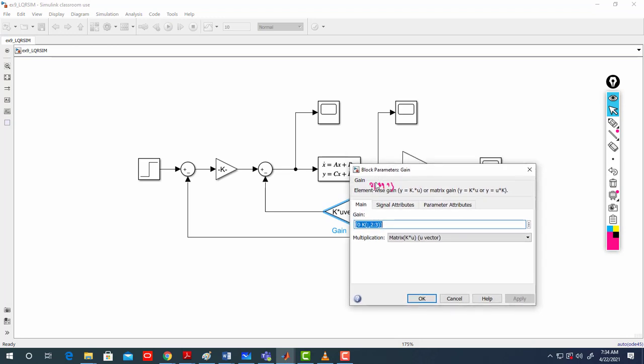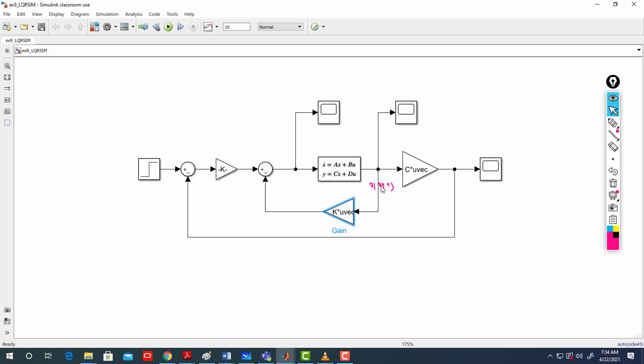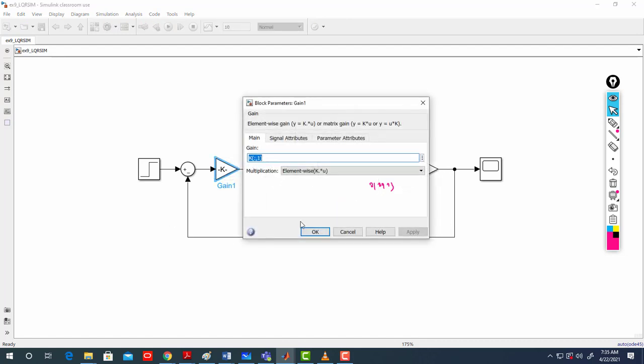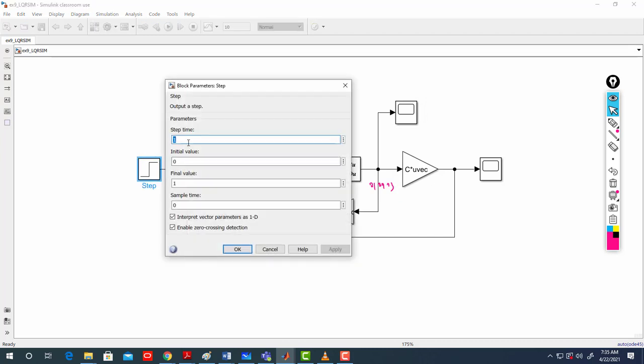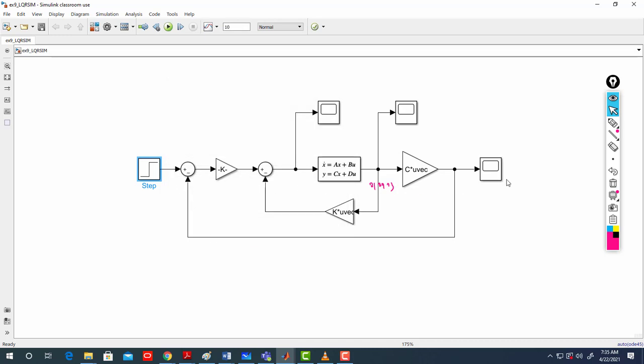If you want to put only K2, K3, then you should put a demultiplexer here and separate the states, taking only the second and third states and feeding them back. Here, to get your y, I multiply again by C, and you are feeding your y, and therefore here you have K1. Here I have a step, and I decided at time 1 I will go to 1. This is my step input. Here I'm looking at the output, the states, and the control effort, all of which you can look at.